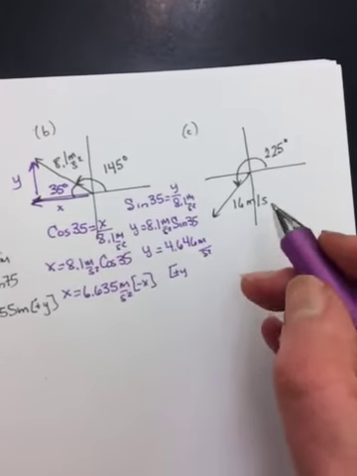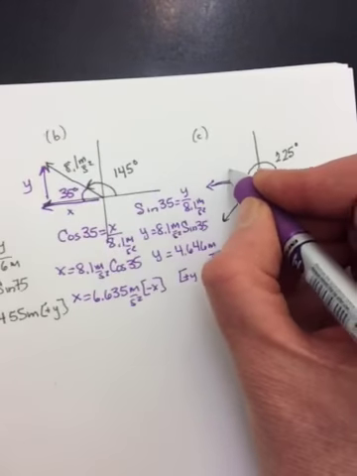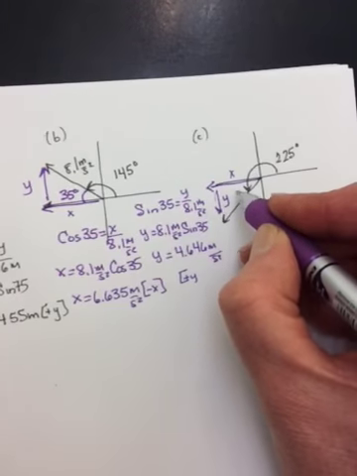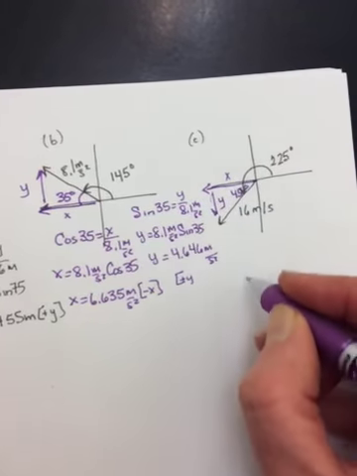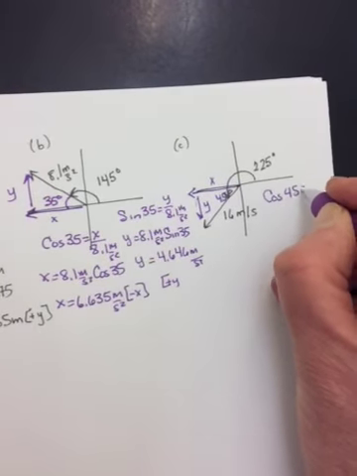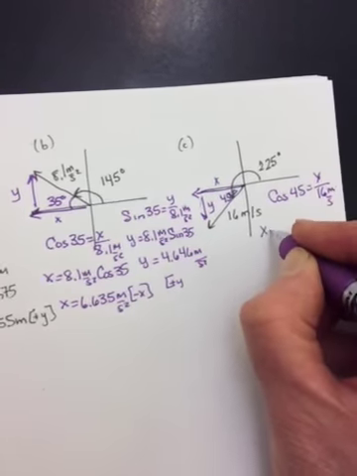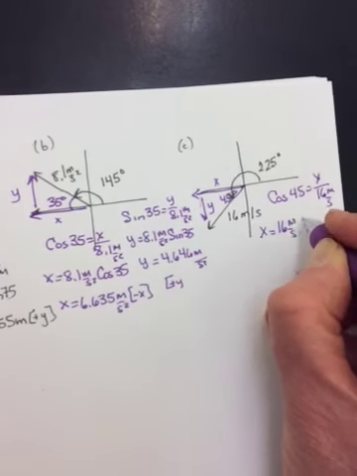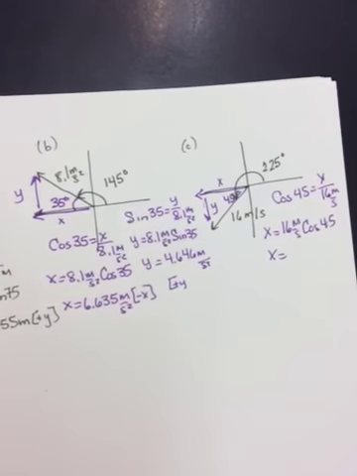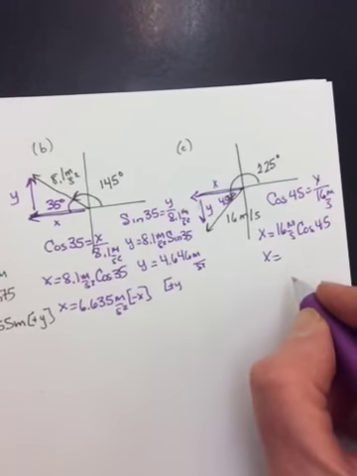Okay, this one, and I just switched colors so that you could see this one, the x will be here, the y will be here. That's 225, so this angle should be 45 degrees. So x again is going to be cos, so cos of 45 is going to equal x over 16 meters per second. So x should equal 16 meters per second times the cos of 45. X is equal to 11.314.